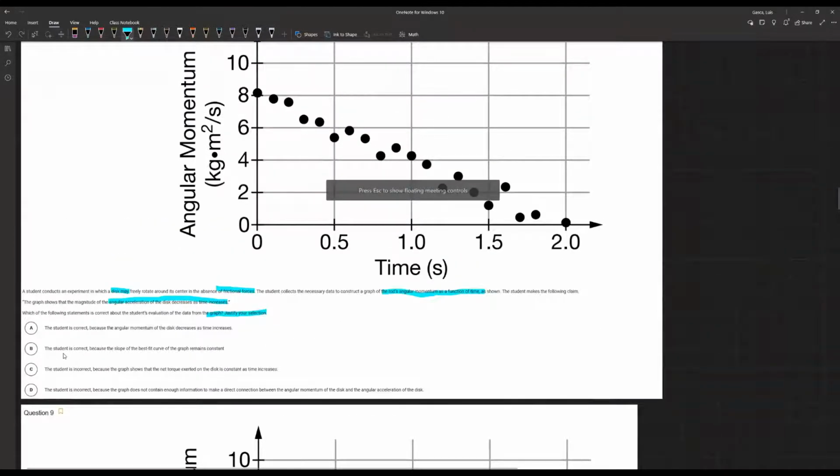That sounds pretty good. B, the student is correct because the slope of the best fit curve remains constant. That has nothing to do with that. While that is a true statement, that has nothing to do with it. Wow, that is pretty straight. Kind of impressed.